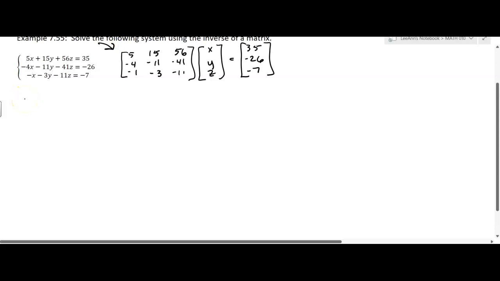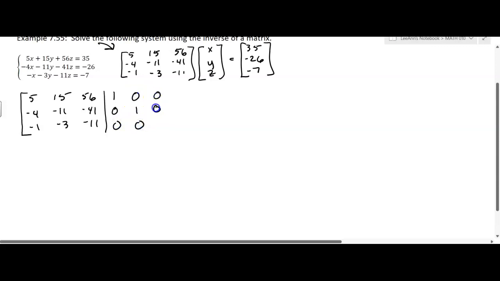So what I'm going to do is put 5, 15, 56, negative 4, negative 11, negative 41, negative 1, negative 3, negative 11. Remember I told you there's a lot of copy work? Okay. So 1, 0, 0, 0, 1, 0, 0, 0, 1. The goal is to get the left-hand side to be the identity, then the right-hand side will be the inverse.